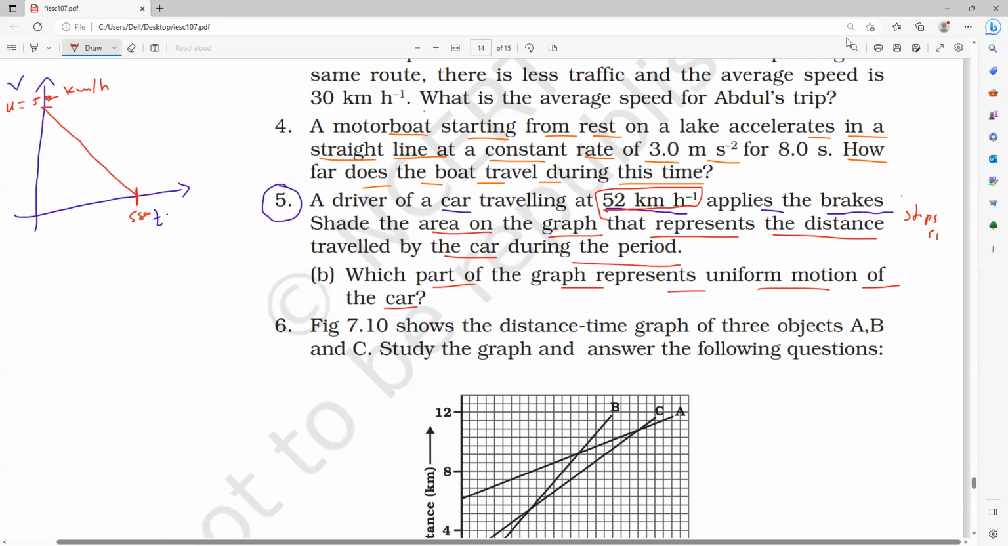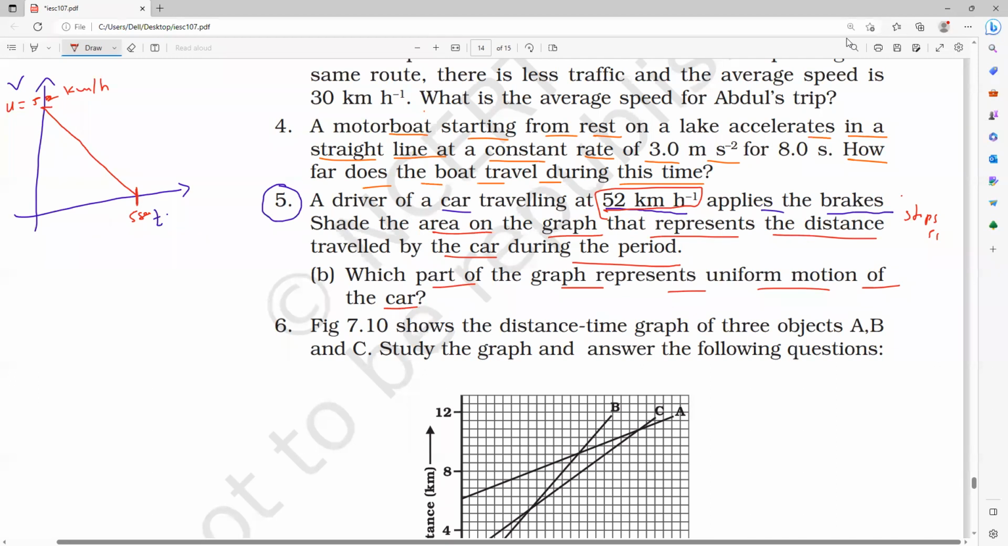Another driver going at 3 kilometers per hour, leave it, Mari. That's not needed. This is enough for us. Only one driver is giving. So the graph represents the distance traveled by the car during the period. Now which part of the graph represents uniform motion of the car? They are asking. Let it be. This also we cannot answer actually.